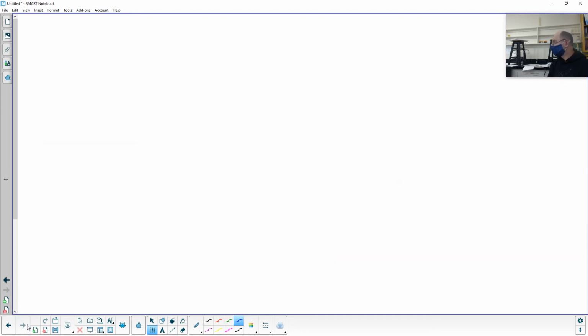Okay, so if I had something like f of x equals, I won't use x squared minus 16, I'll use something else. Let's say 8 over x squared minus 9. So what we want to do first of all is factor the bottom.